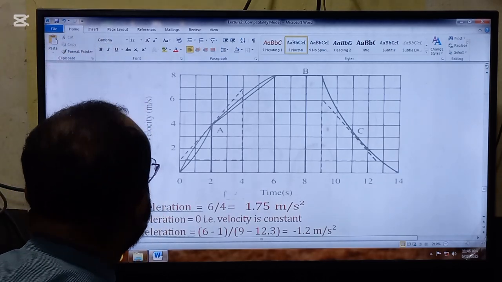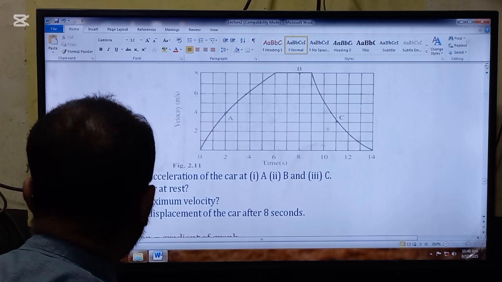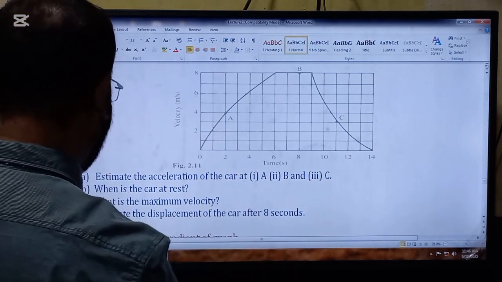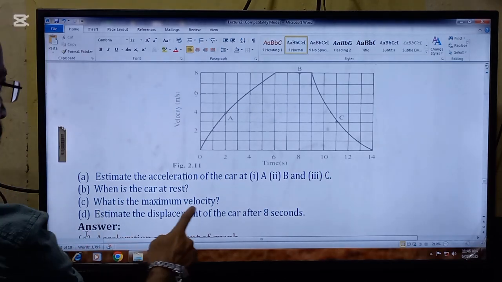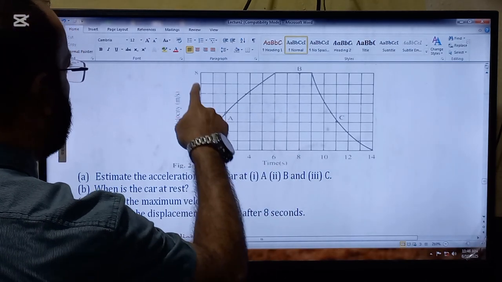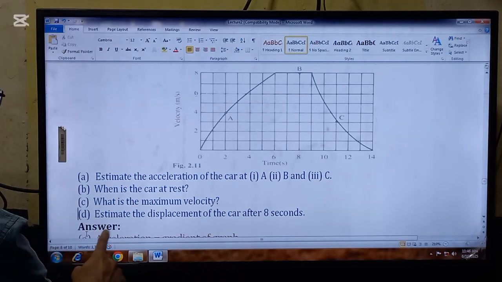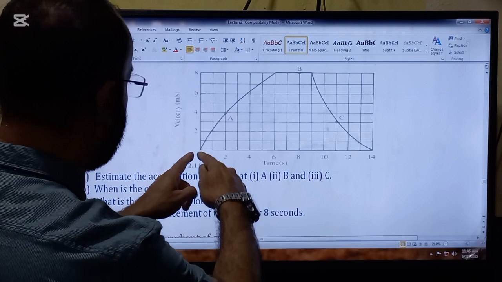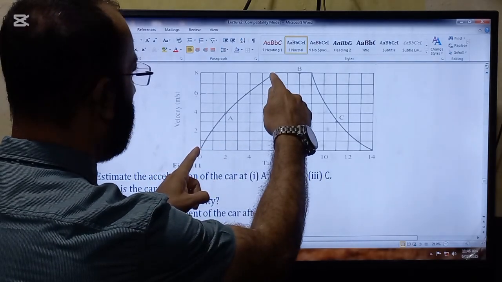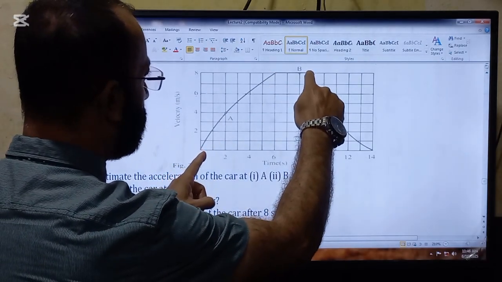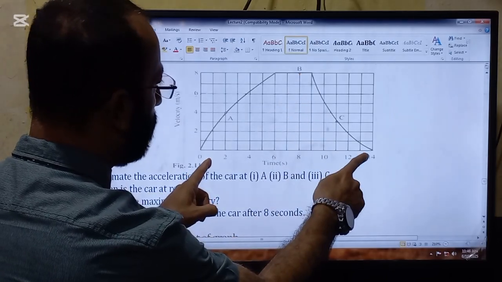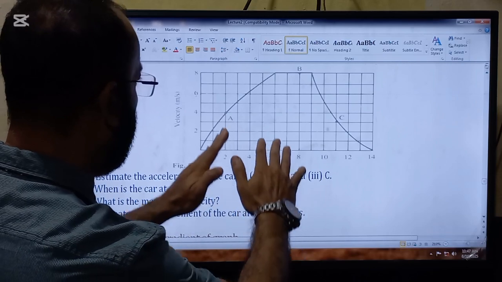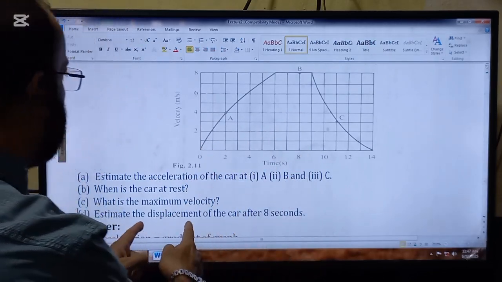The next requirement in this question: the car is at rest at point B. What is the maximum velocity? The maximum velocity from the graph you can see is 8 meter per second. Estimate the displacement of the car after 8 seconds. So displacement is the requirement. You will join O with this point, this is already a straight line. After that you will join this point to this point, and this will become a trapezium. You will find the area of the trapezium, which will give you the displacement.